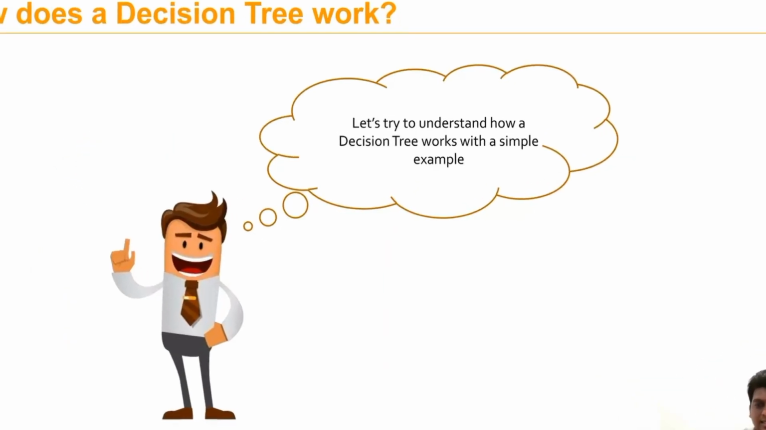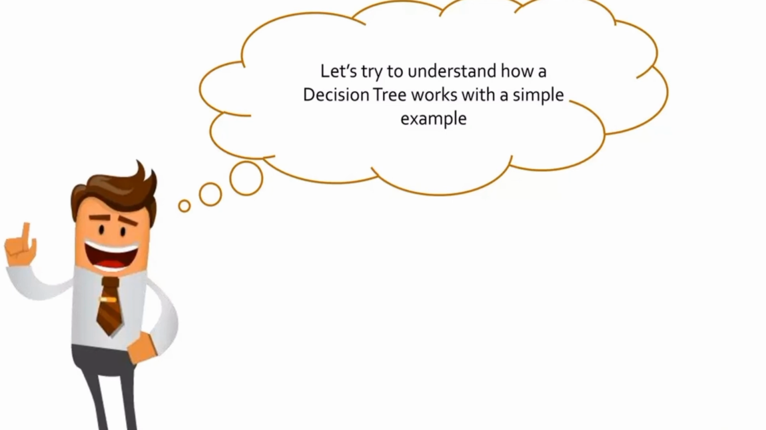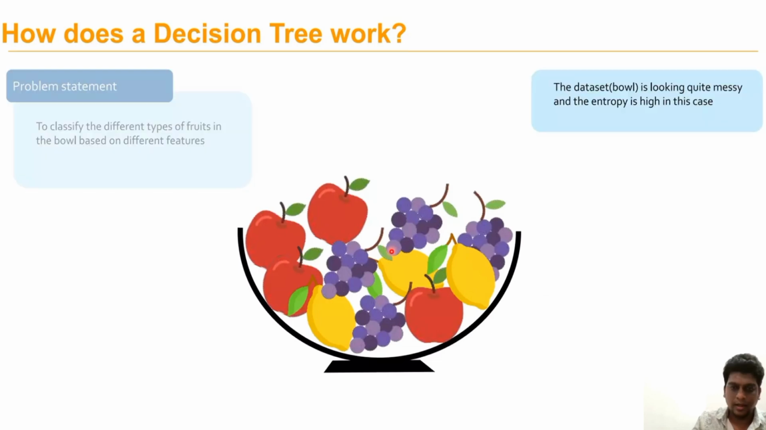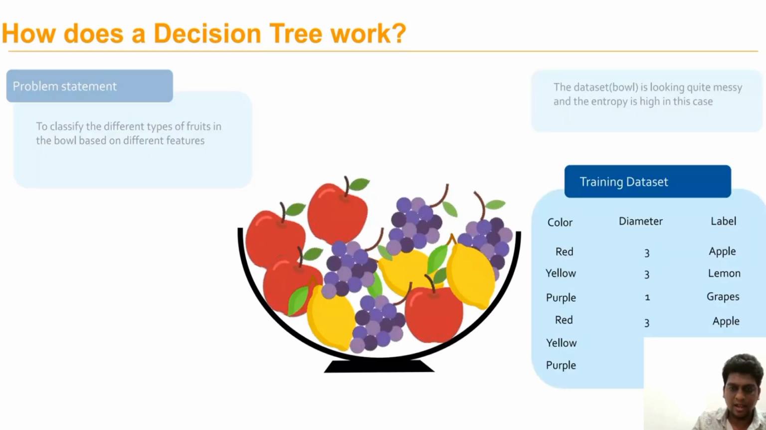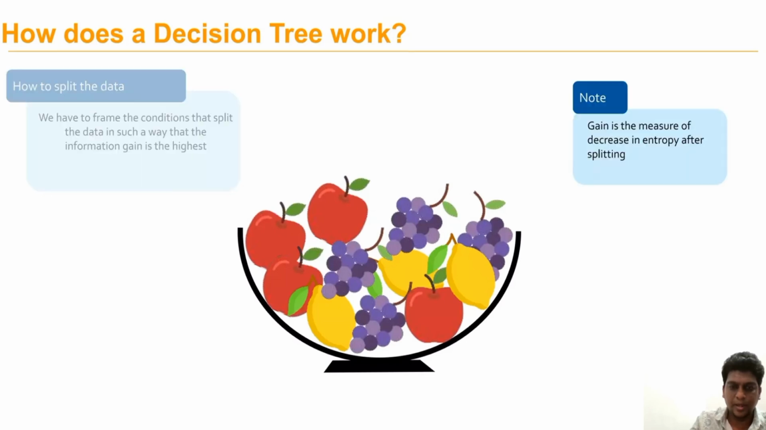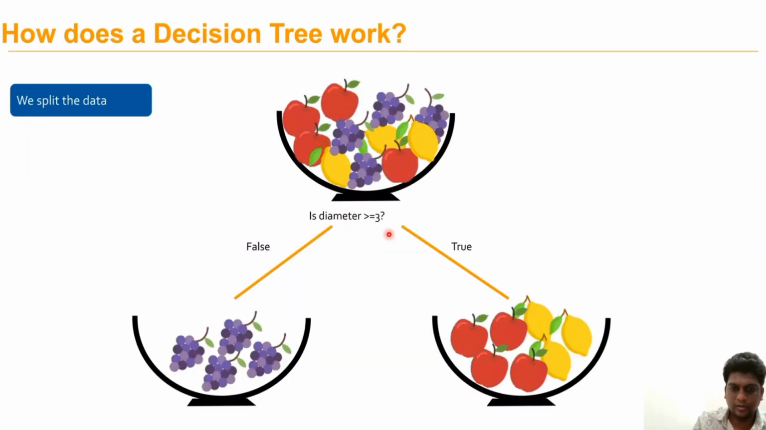Before random forest, just have a glance at the decision tree. Here we have a basket full of fruits, and each fruit has its unique features. Based on the features we have to classify them. Here the entropy is very high. So based on color and diameter we have to label all the fruits. After splitting the data, the information gain should be high. Diameter is greater than or equal to 3. If it is true, one condition; false, another condition.